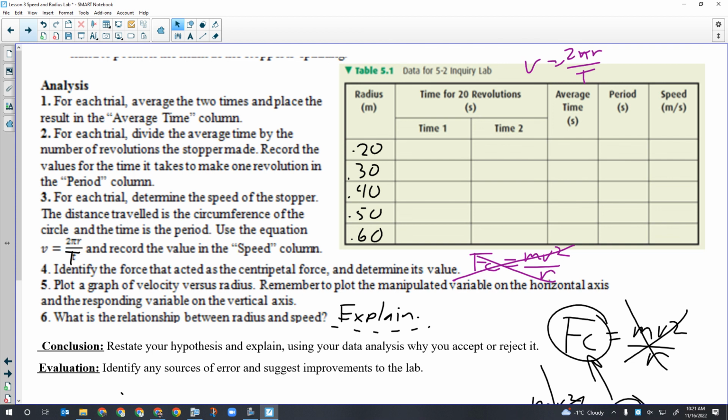As I said, you want to do your markings with the board markers. There's tons of them around. Just mark on the string when you've got your 20, 30, 40, 50, and 60. And then 2 trials of 20 each. I will bring out the meter sticks here while you guys get the rest of your materials.